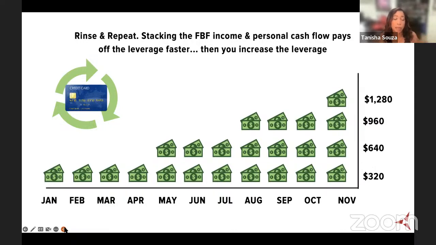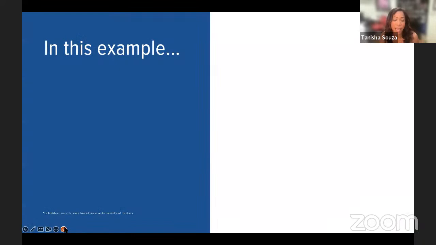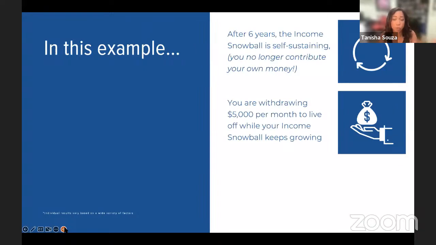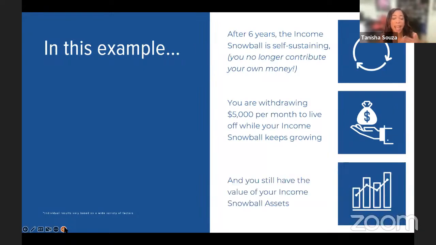In other words, the income snowball sustains itself by continuing to create more income for you without you having to put anything in. Okay. So in the example I just gave you, after 6 years, the income snowball is self-sustaining. So you no longer contribute your own money. You can actually use what you need to live, in this case, withdrawing $5,000 per month to live while your income snowball keeps growing. And you still have the value of your income snowball assets as well. So if you wanted to liquidate, you could.